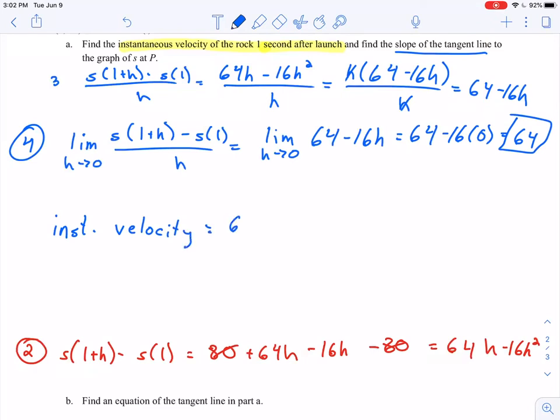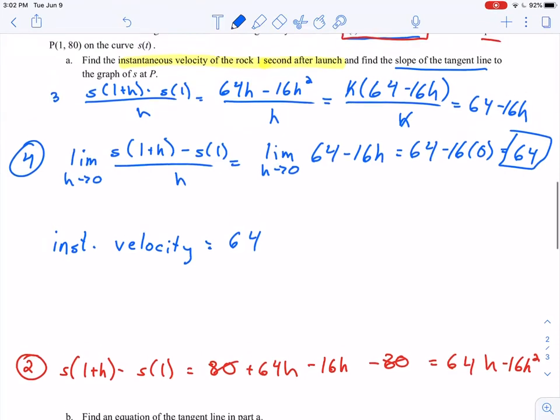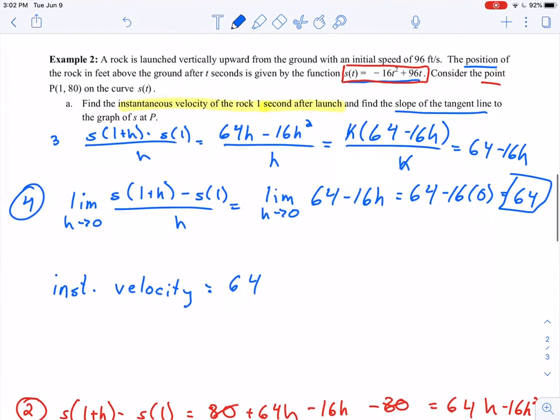is equal to 64, but if we're talking about velocity, we want a unit as well. So we will want to check our units here. Our units for position are in feet. Our units for time are in seconds, so our unit for velocity would be feet per second. So the instantaneous velocity would be 64 feet per second. The other thing that this problem asked me to find was the slope of the tangent line to the graph of s at p. Well, we did that as well. Those two things are actually the same thing.